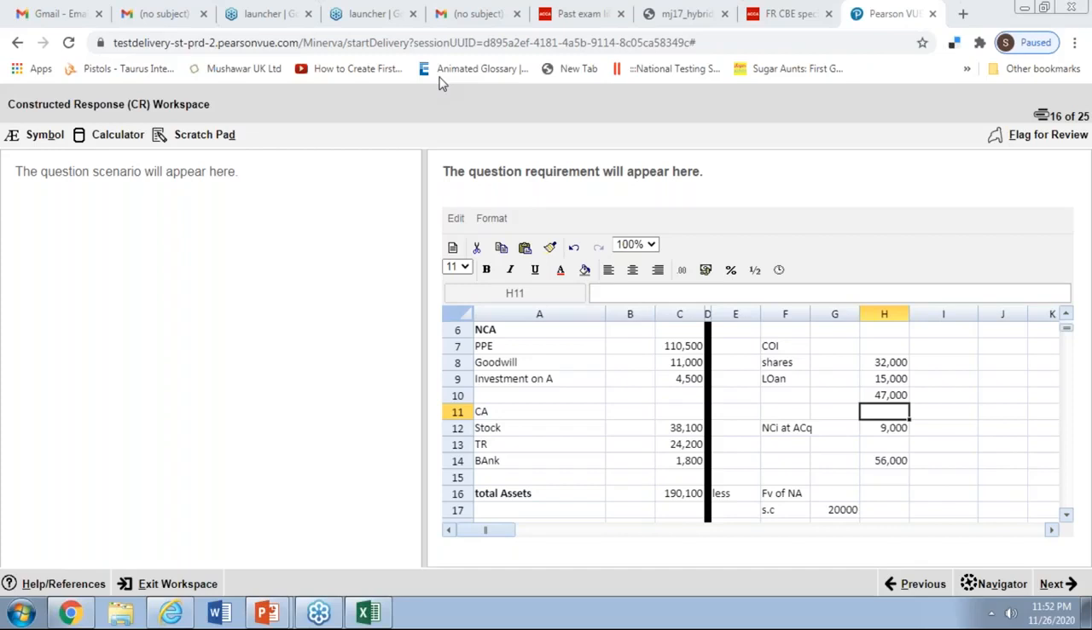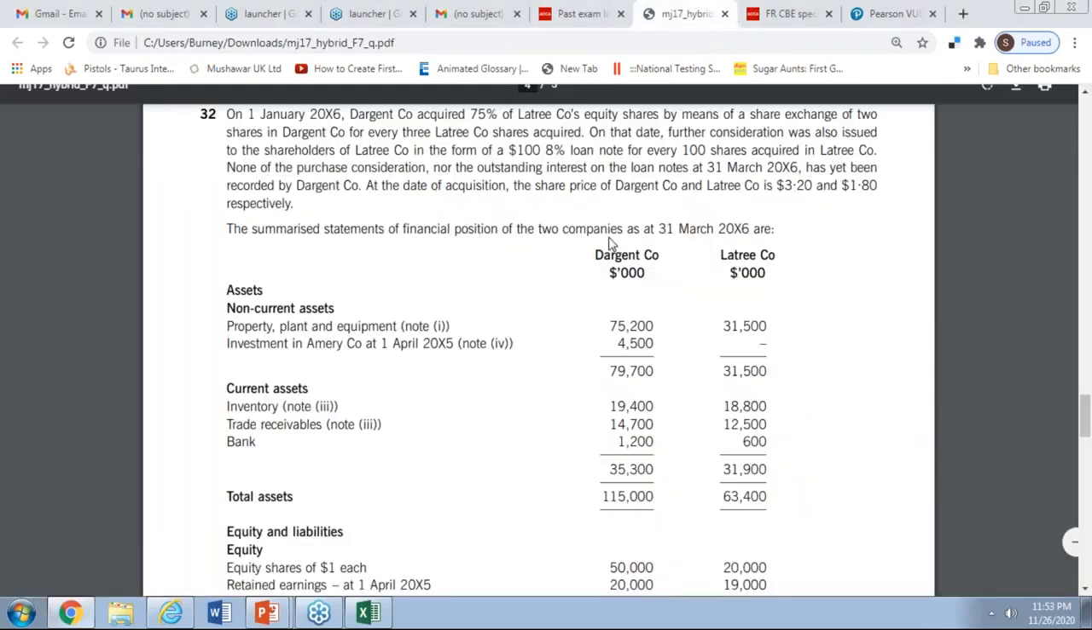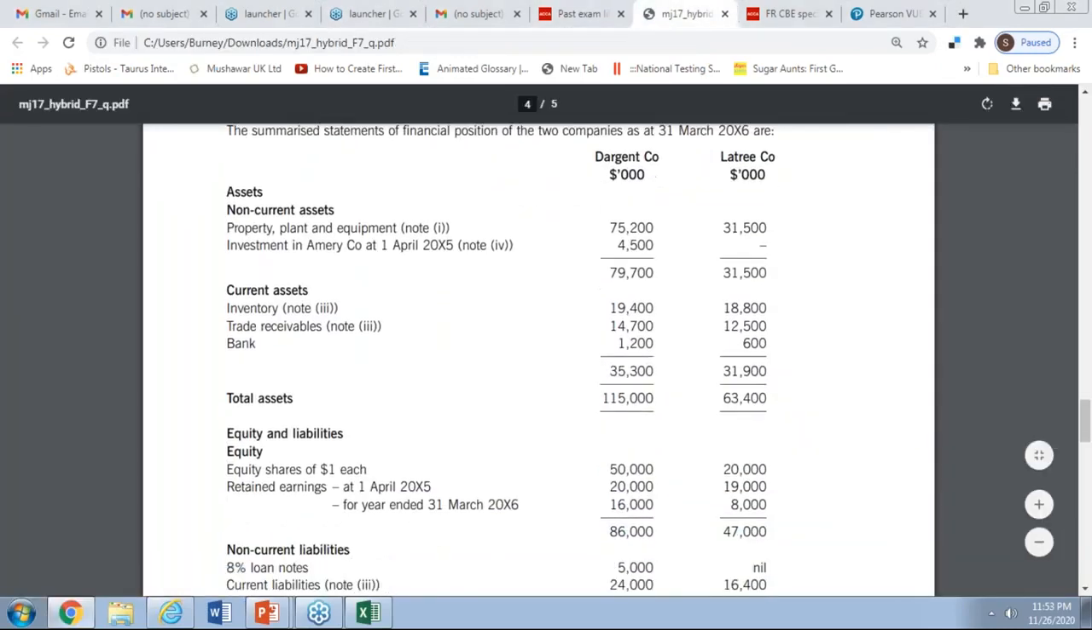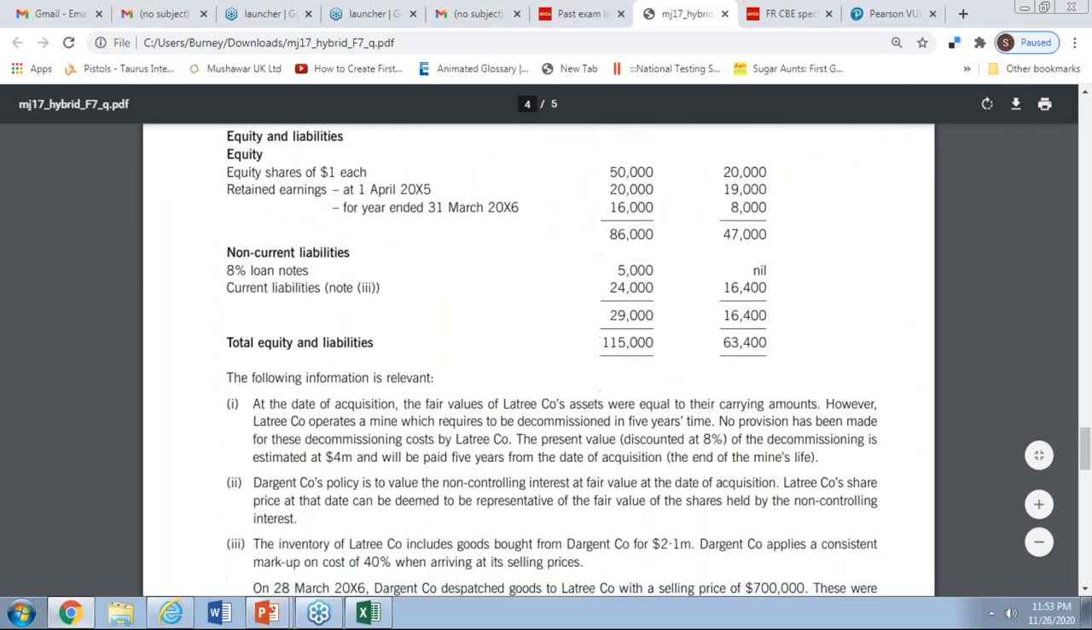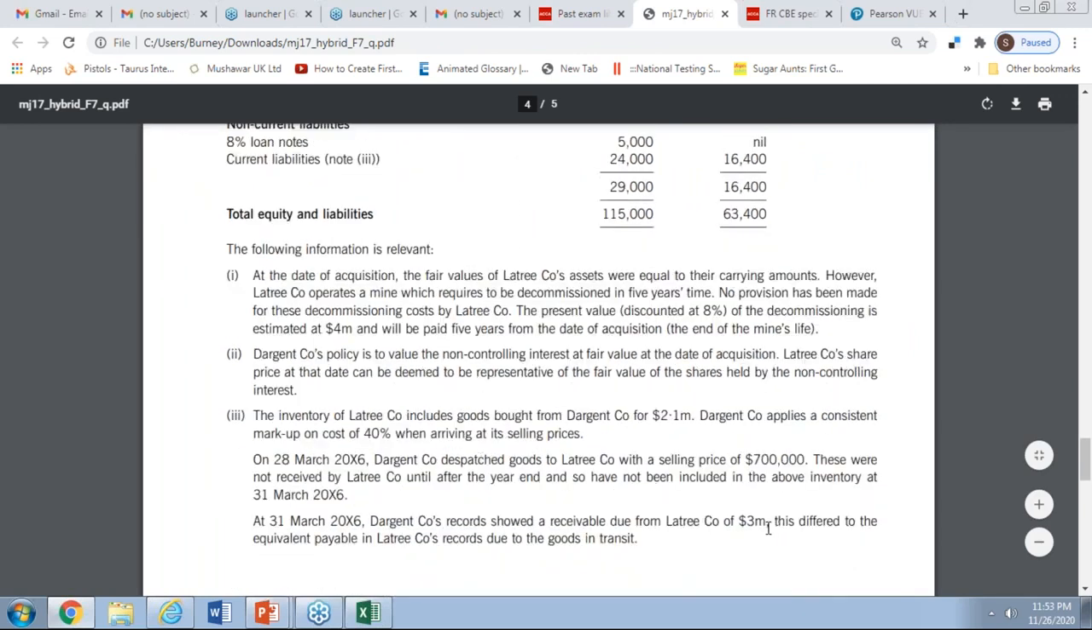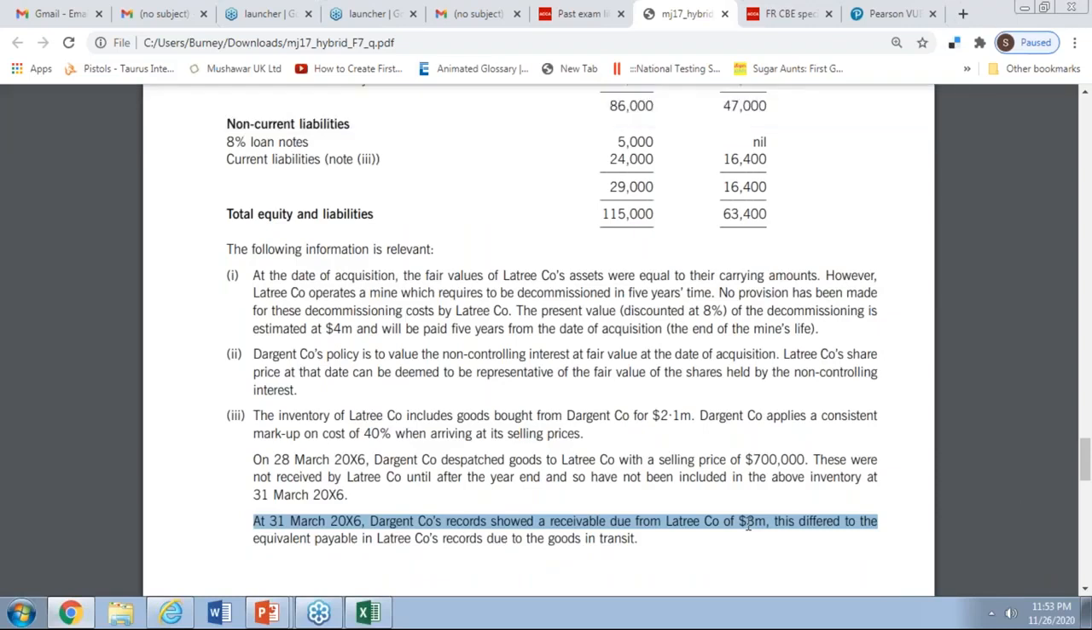How much will we eliminate from the receivable and payable? You can see in the question that the receivable shows 3,000. So there is a 3,000 balance which should be deducted from both the receivable and payable.